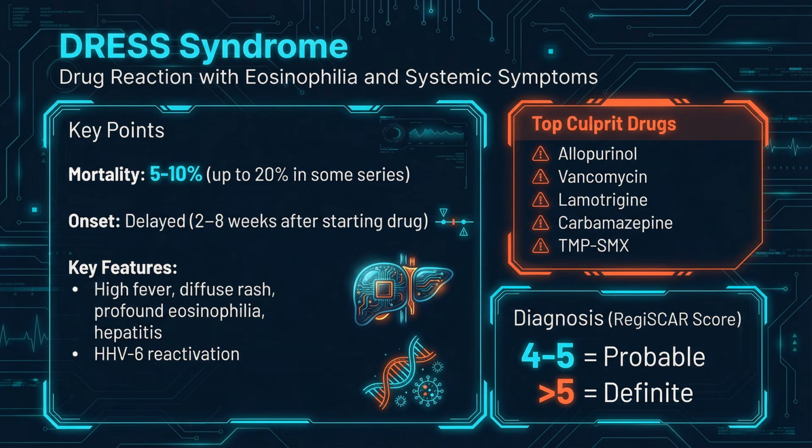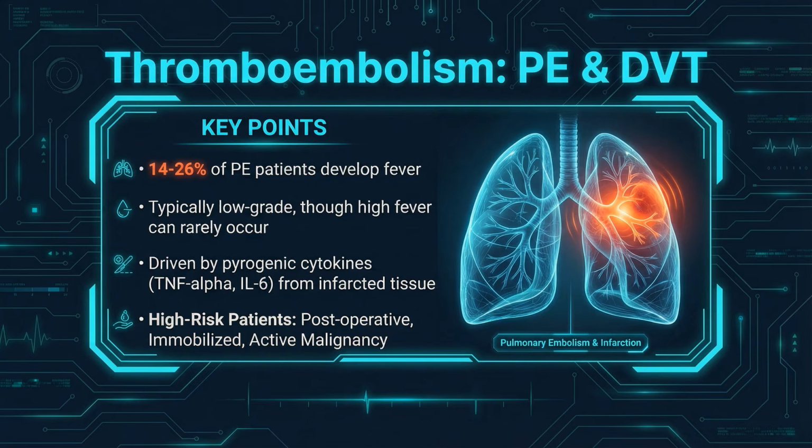Thromboembolism is a common and dangerous non-infectious cause of fever. 14 to 26% of patients with a pulmonary embolism will develop a fever. This is typically a low-grade fever, though high fever can rarely occur. If the fever is higher, you must search for a concurrent infection. The fever is thought to be driven by pyrogenic cytokines, such as tumor necrosis factor alpha and interleukin-6, released from the infarcted pulmonary tissue.